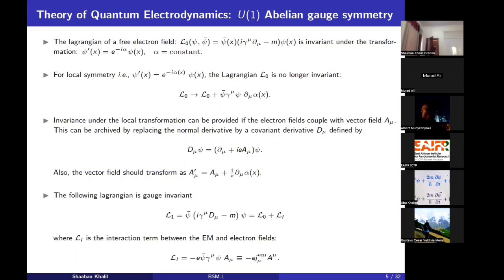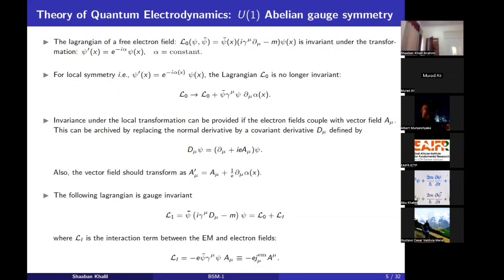So if you take alpha of x, a function of x, and psi prime will be e to the i alpha of x psi, the Lagrangian is no longer invariant because the variation will act on alpha of x and generate partial mu alpha of x, which cannot be the same. And then the new Lagrangian will transform from L0 to L0 plus this extra term, psi bar gamma mu psi times partial mu alpha. I think we all know this, even in electrodynamics we study, not even quantum field.